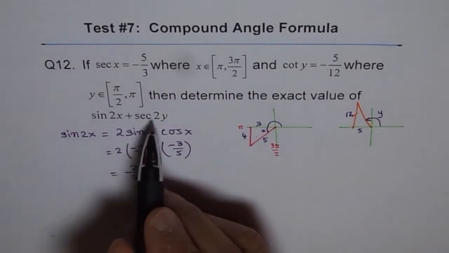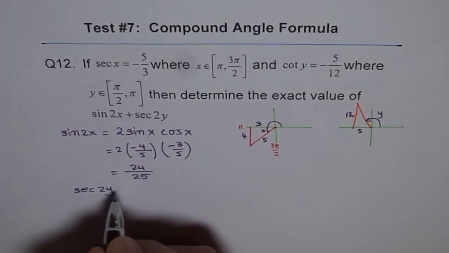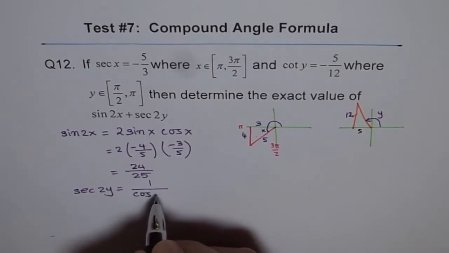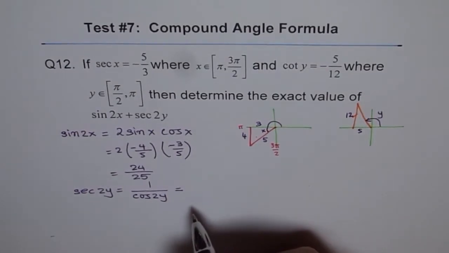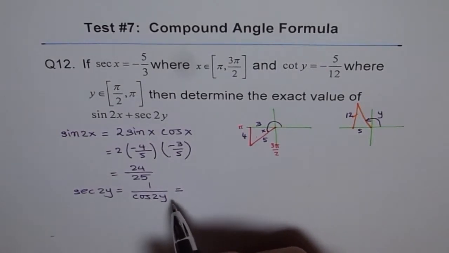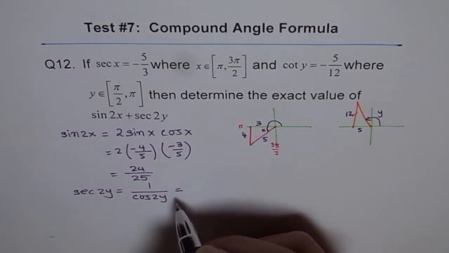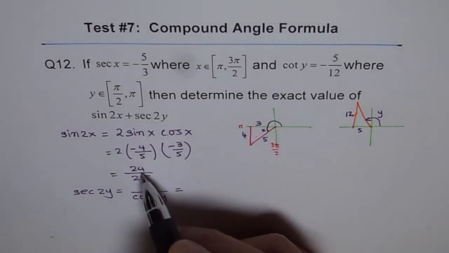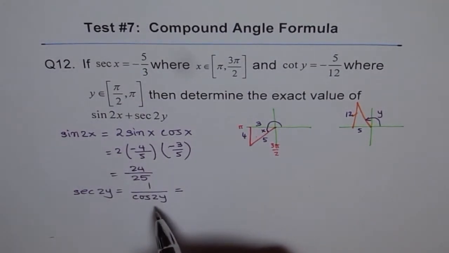Now let's find secant 2y. So secant 2y will be 1 over cos 2y, right? Now that could be written as, well, sometimes what you can do is you can write this as 1 minus sine square 2y and get the value from here also. So that is another way of doing it, right? But anyway, that is x and this is y. Okay.